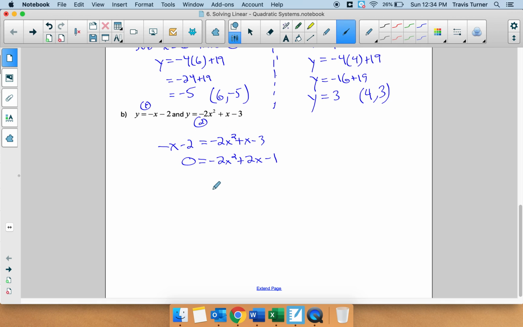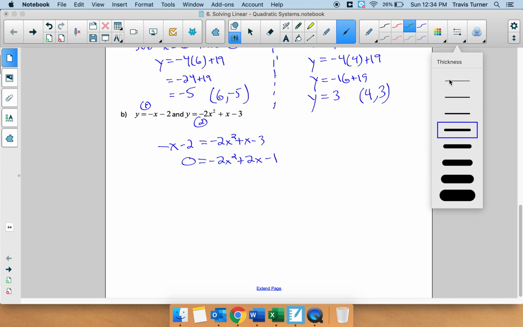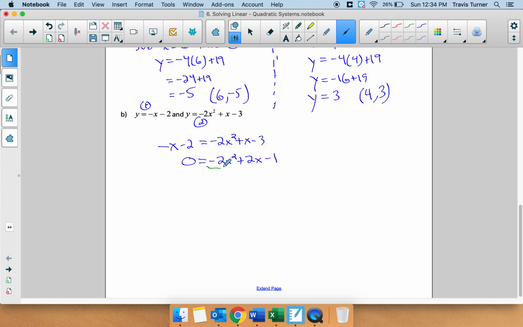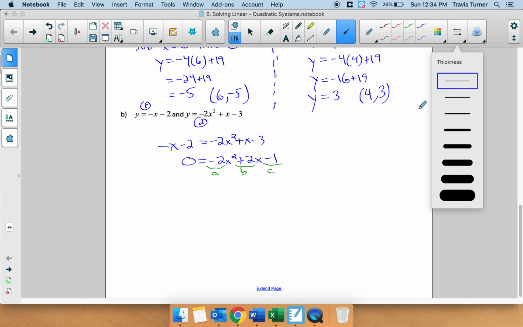So again, we try to factor if we can: two numbers that multiply to give positive 2, because I've got a negative 2 and a negative 1, and add to give 2. Well, when you think of factors of 2, that's just 2 and 1, and 2 and 1 can never add to give 2. So in this case, you can't factor it. So we need to use the quadratic formula. So I've got my a value, my b value, and my c value. So I'm going to sub those into the formula.